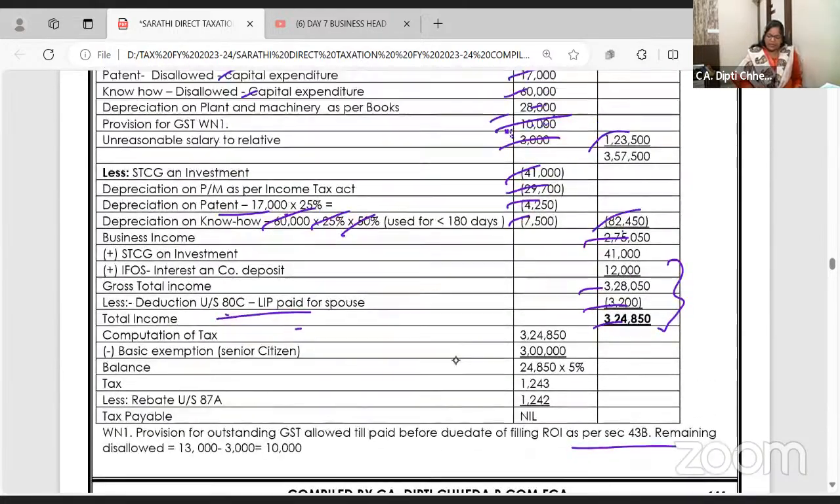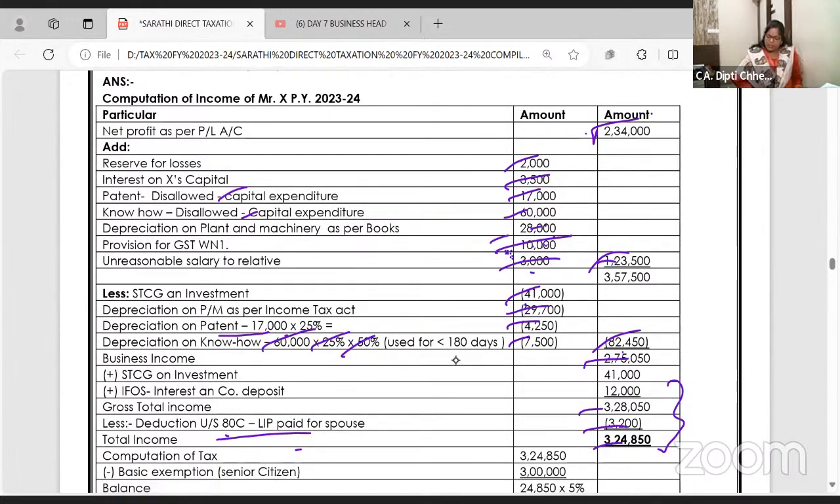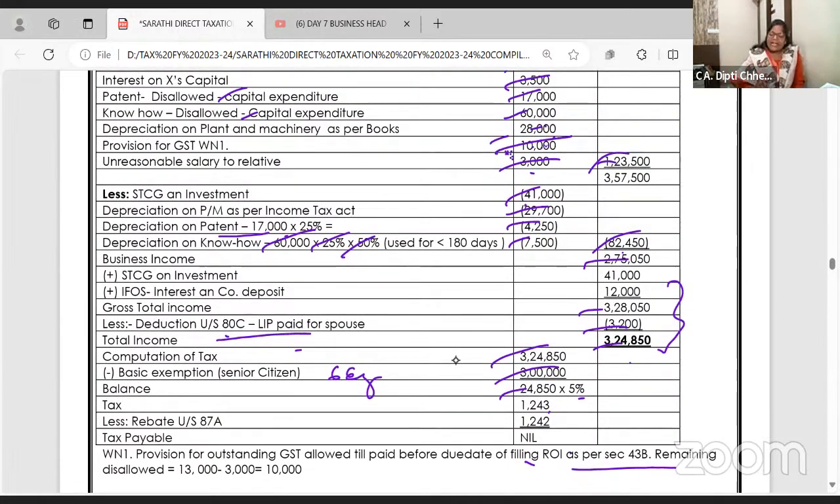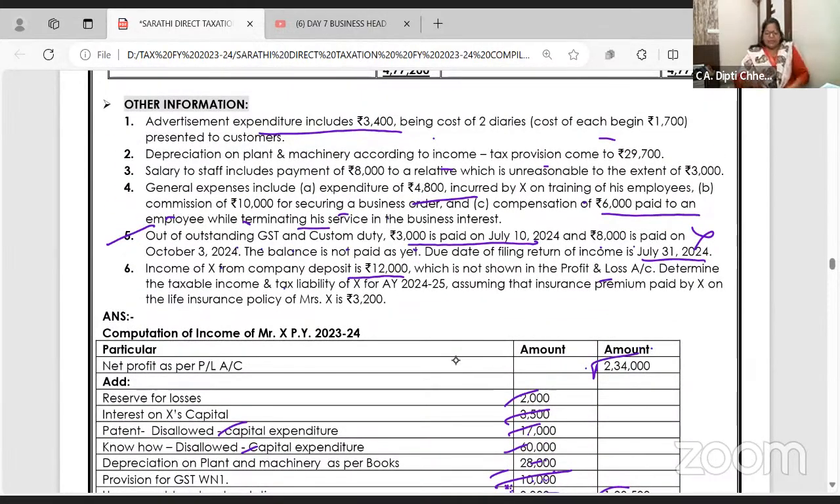Now check all the adds are over, all the less are over, and your income is 324. He's a senior citizen, 66 years. 3 lakh is exempt, remaining pay 5% tax. He also gets rebate, so the tax is nil. One thing, please calculate the tax only if they ask. If they just ask you to calculate the income, just calculate the income and forget it. Clear to all of you?